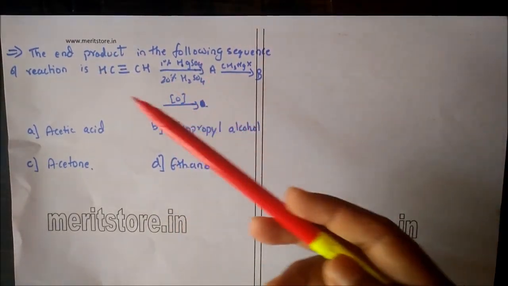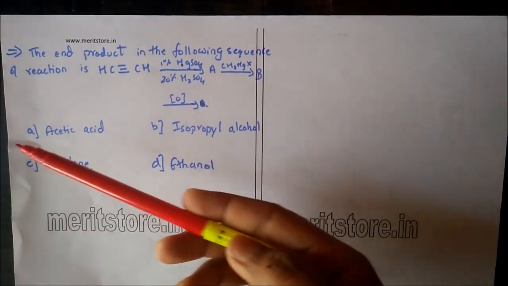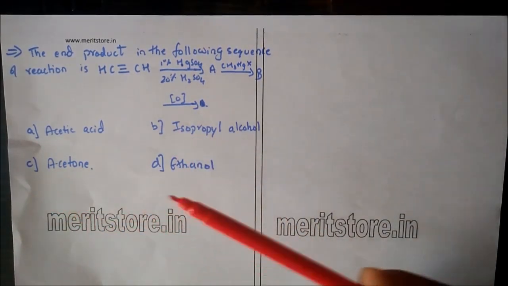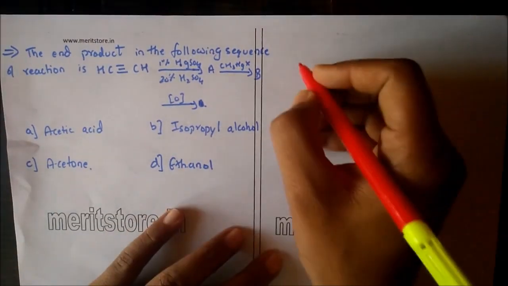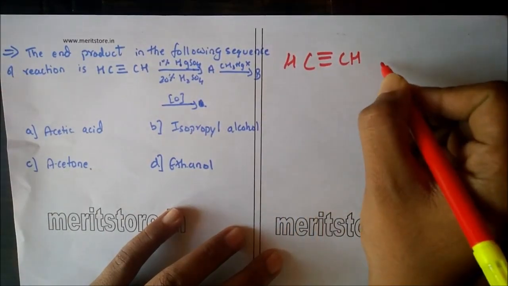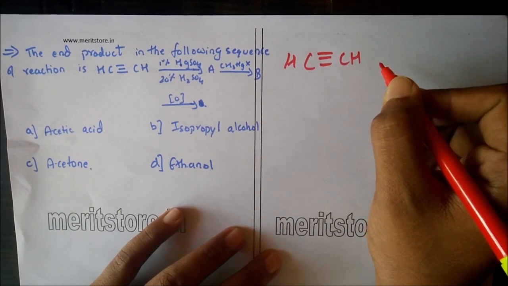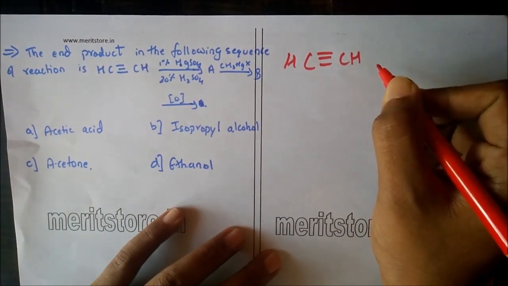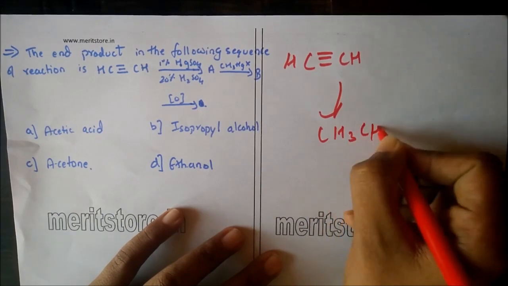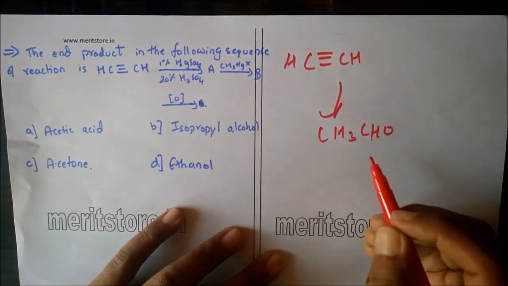The end product in the following sequence of reactions is either A. acetic acid, B. isopropyl alcohol, C. acetone, or D. ethanol. Now, HC triple bond CH in the presence of 1% HgSO4 and 20% H2SO4 forms the product CH3CHO. The triple bond will break to form a single bond.